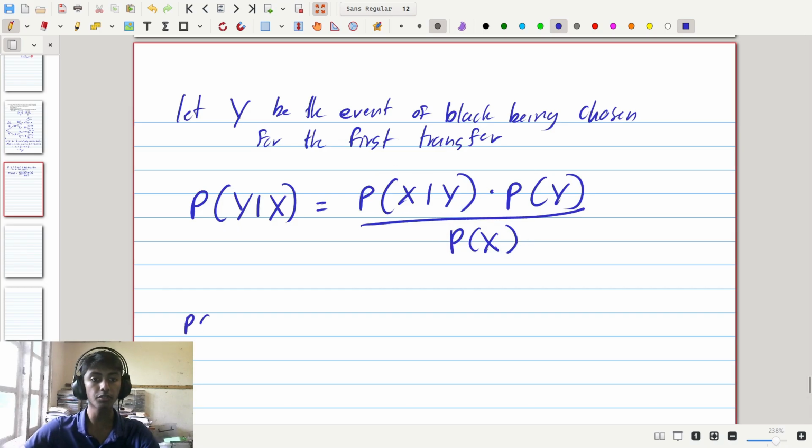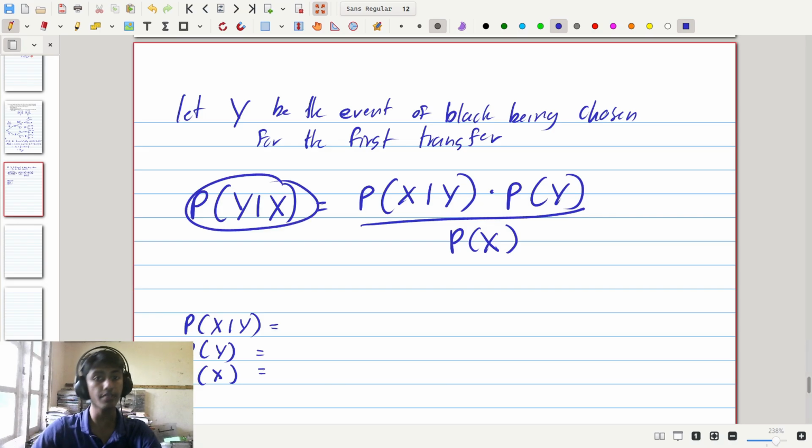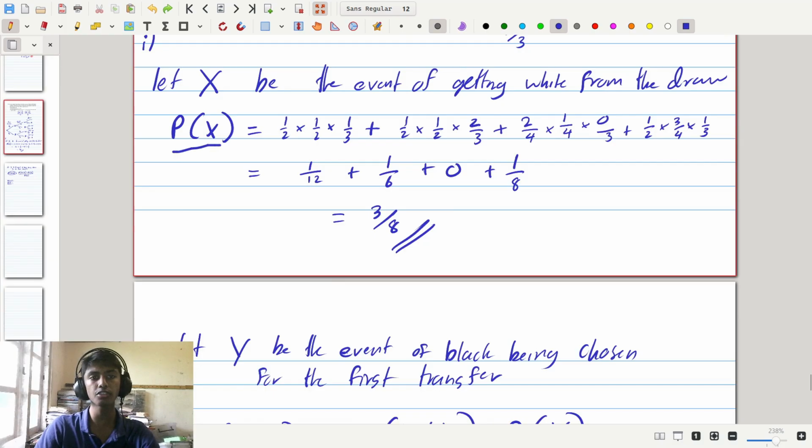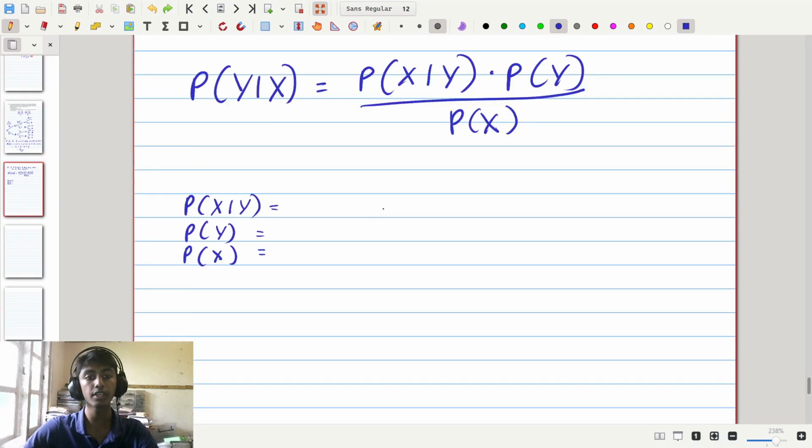So we can write down each of these: probability of x given y, we can write down the probability of y and the probability of x, and we can find each of these individually and then substitute them into the above formula in order to find the probability of y given x. So for the last one, probability of x, we actually directly know it since we found that in the last question, it's 3/8. So therefore probability of x is 3/8.